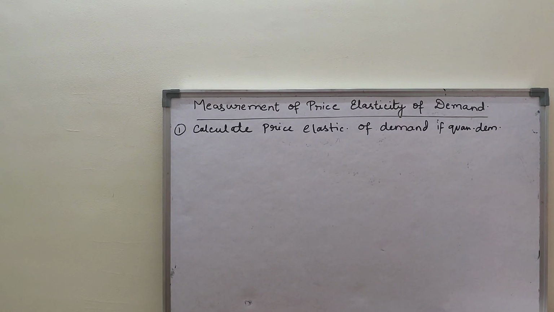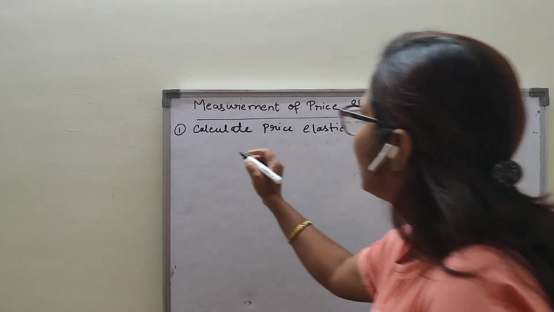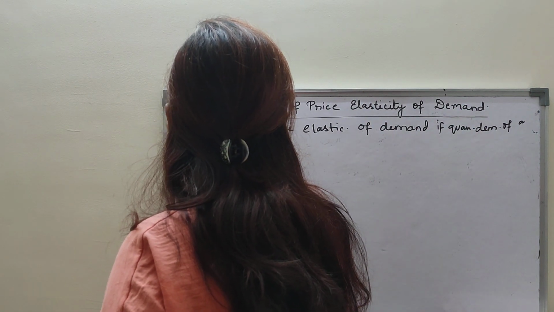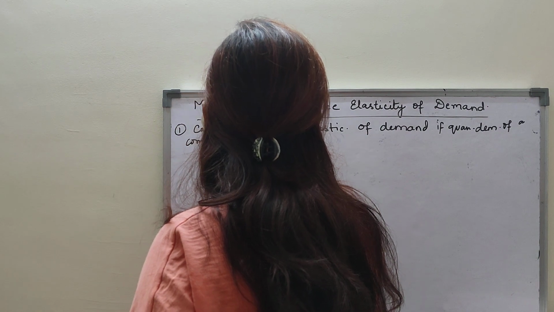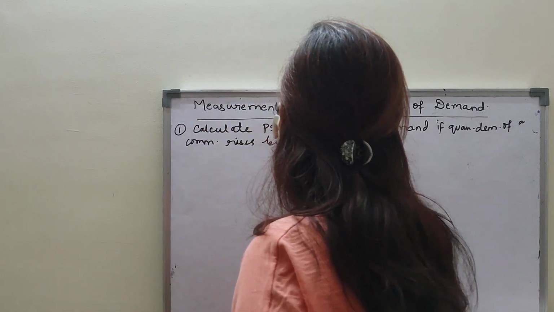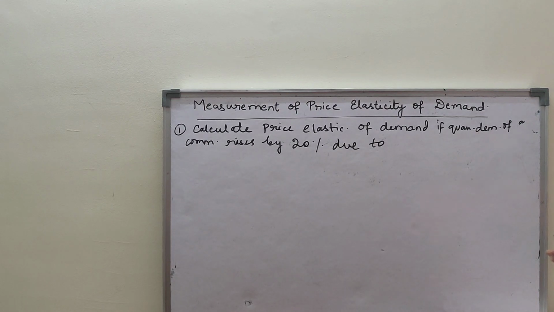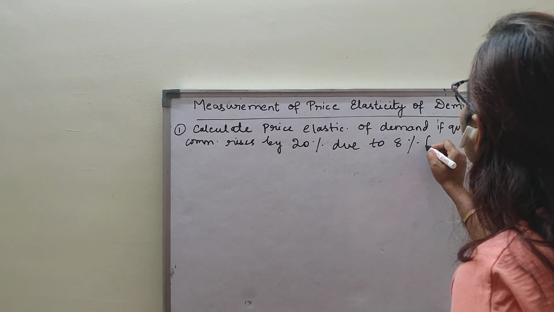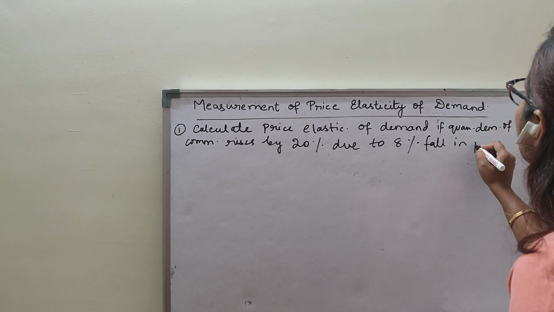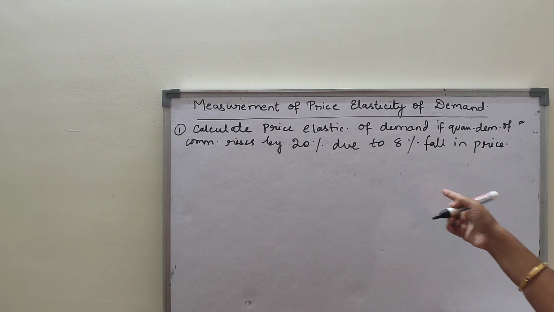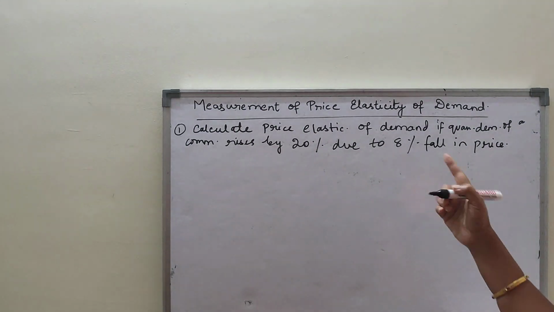If quantity demanded of a commodity rises by 20% due to an 8% fall in price. So here what you can see, children, is that it is already given in percentage.